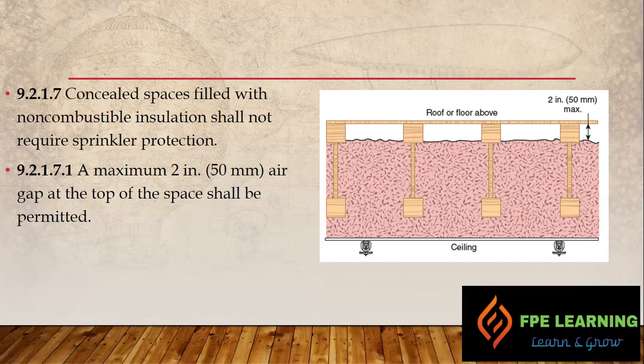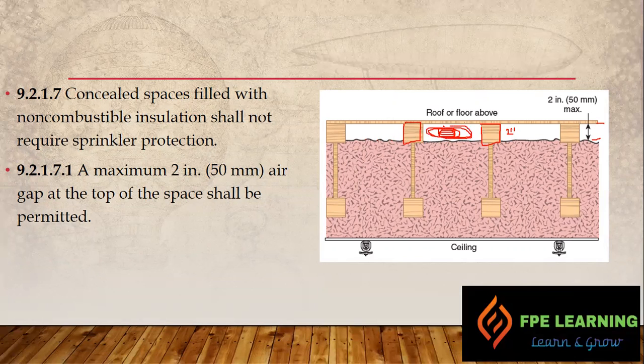9.2.1.7.1 talks about a maximum 2-inch air gap at the top of the space shall be permitted. So this one we can go without sprinkler, without any kind of insulation, because if you can see, this is around 2 inch maximum, so fire cannot propagate apart from this. If there is a fire in this location, it cannot go beyond that, in case such activities are happening.